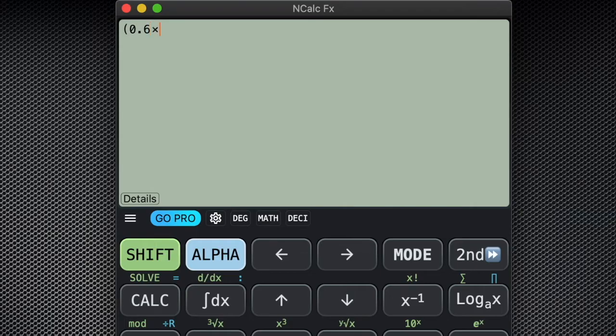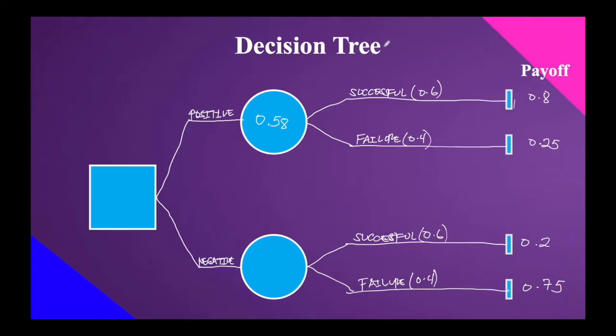0.6 times 0.2 plus 0.4 times 0.75. I hope you guys are also computing. No? Sana sinasabayan nyo ako para ma-master nyo ang solution. Okay, so we have 0.42. So let's write it here, 0.42 sa ating second circle or what we call the event node, 0.42.